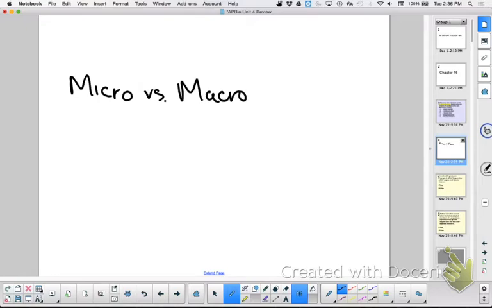What is microevolution versus macroevolution? Microevolution is within a species. Whereas macroevolution, okay, sorry, reconnected. Microevolution is within a species. Macroevolution would be to an entirely different species. We talked about that at the very beginning of chapter 16.